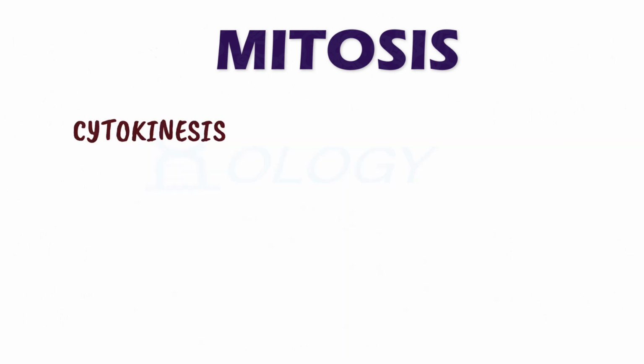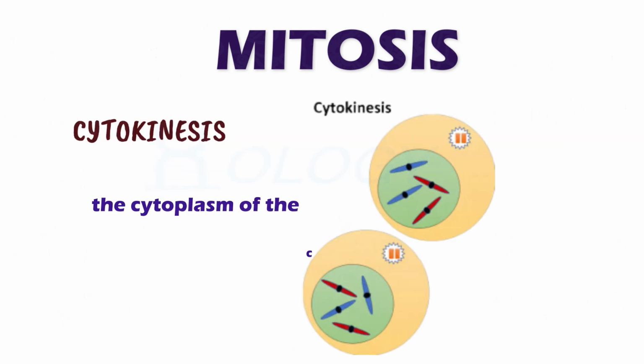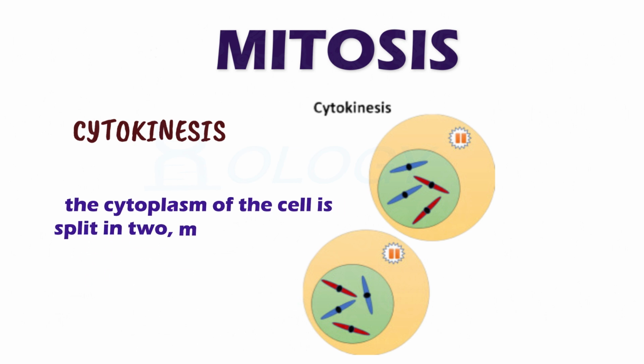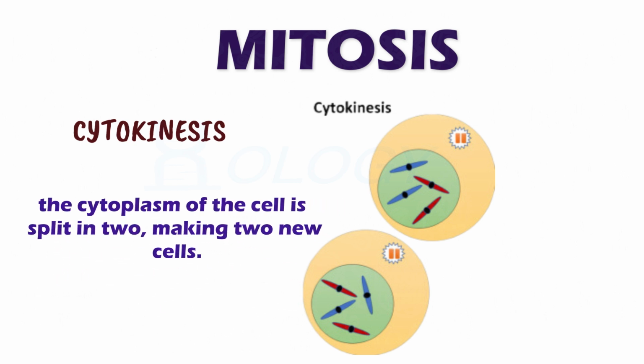In cytokinesis, the cytoplasm of the cell is split in two, making two new cells. Cytokinesis usually begins just as mitosis is ending, with a little overlap. Importantly, cytokinesis takes place differently in animal and plant cells.